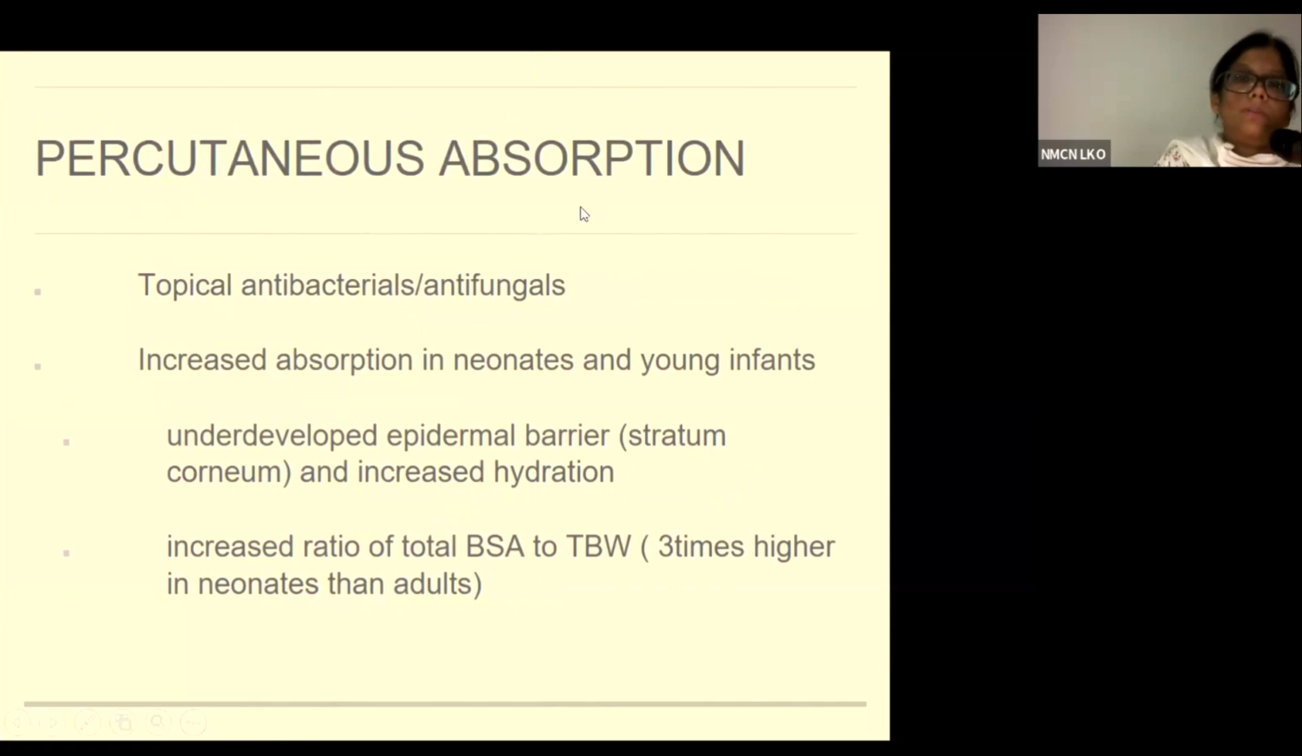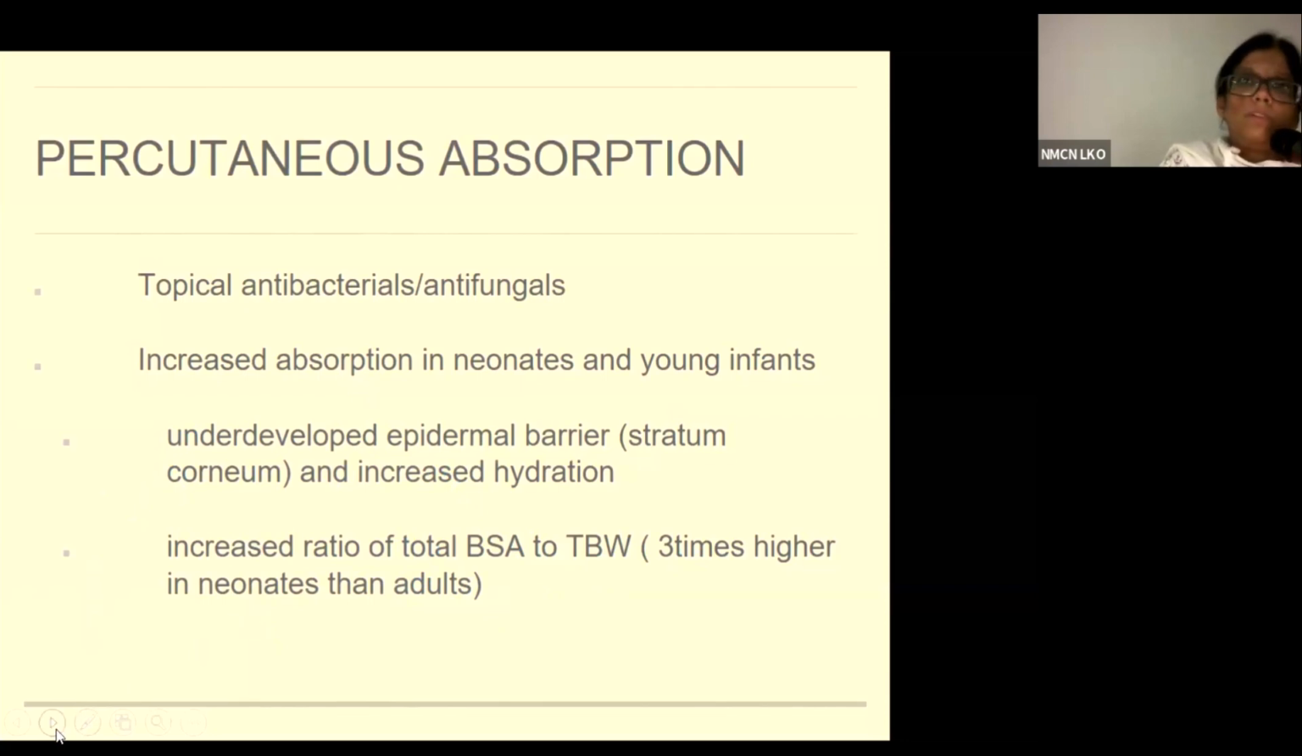Something about percutaneous absorption. If we prescribe topical antibacterials or antifungals, there can be increased absorption in neonates and young infants, because they have an underdeveloped epidermal barrier: the stratum corneum is very thin, and there is a lot of water content also. All of these can lead to increased systemic absorption of these drugs. Also, the ratio of body surface area to total body water is 3 times higher in neonates than in adults. So certain topical antibacterials are not to be used in very small babies.